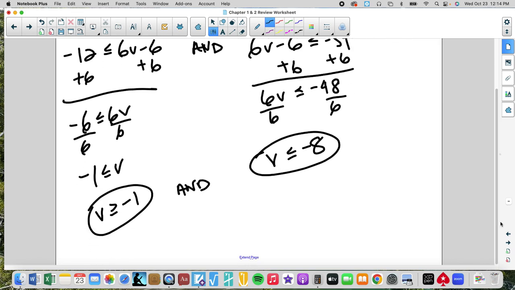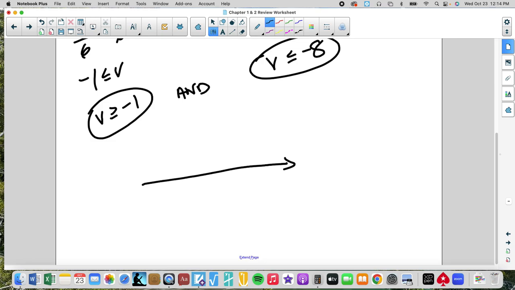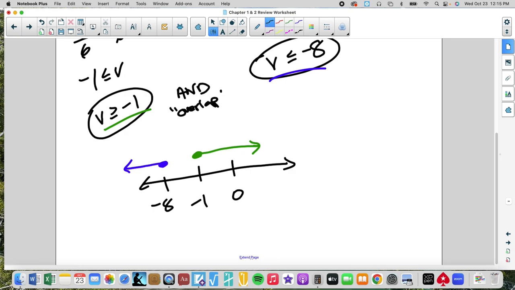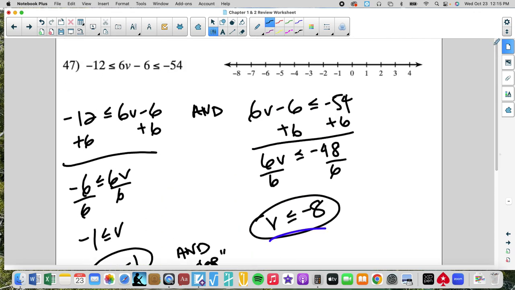So what does that look like? Okay, let's do the number line. Negative 8, negative 1, 0. We'll do this in blue. That's going to be a closed circle, less than. And this is going to be an open circle. Nope, closed circle, greater than. And remember, we want the overlap. And guess what we see? There's no overlap. So this answer is going to be no solution. No solution to this one.